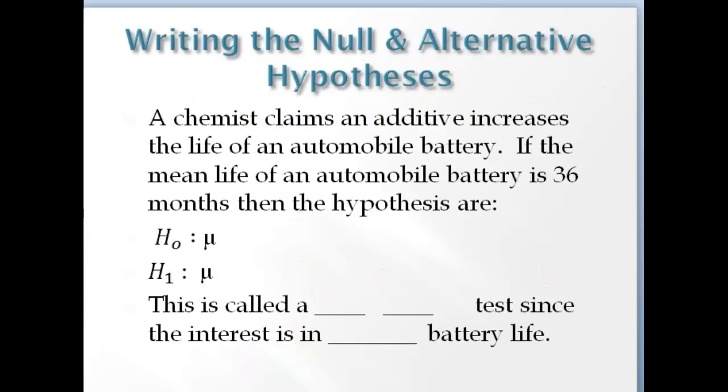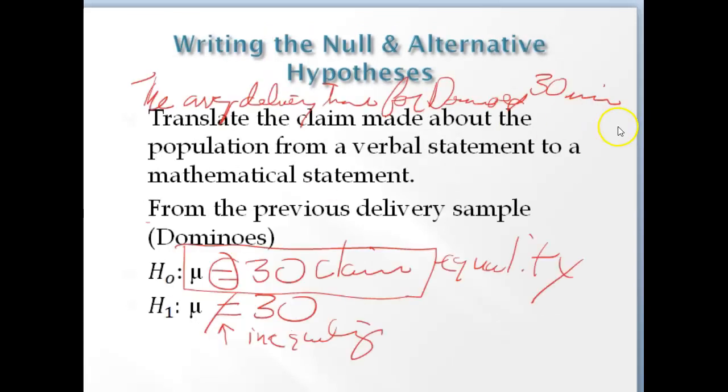So let's look at these again. And let me back up for just a minute. Please do not write this. Do not write this because it makes no sense. Do not write H sub 0 is equal to 30. That makes no sense at all.